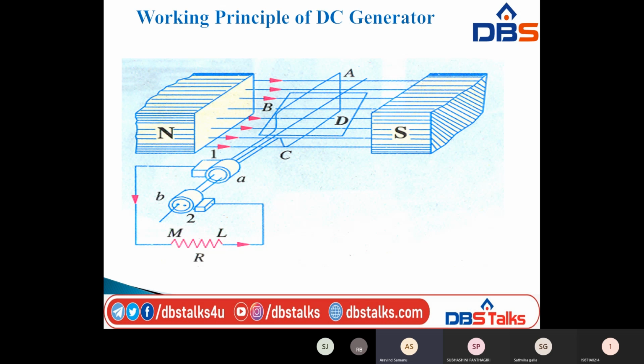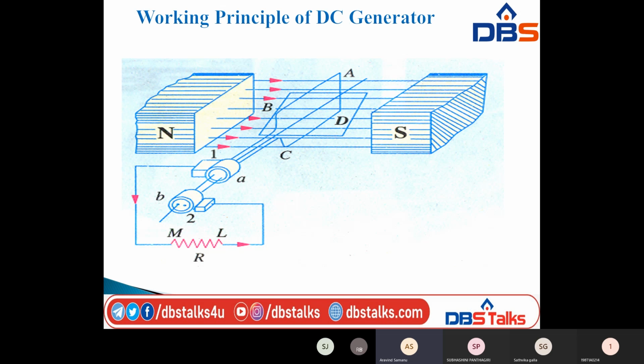So when theta is equal to 90 degrees, the coil sides are moving at right angles to the flux lines. The flux lines are cut at the maximum rate, and the EMF induced is maximum. In this case, the EMF is induced at the maximum rate.